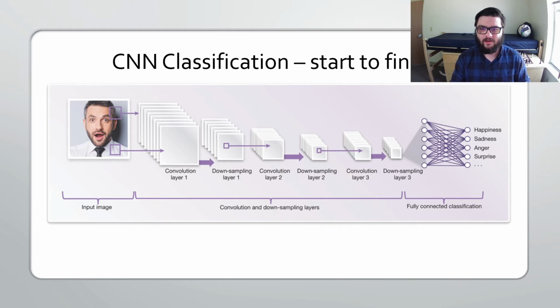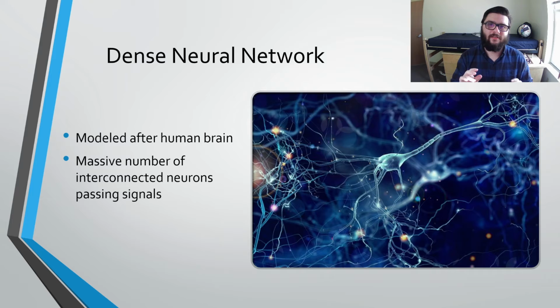So now we're going to talk about each of those pieces a little more in depth, starting with the dense neural network. Now, dense neural networks are actually modeled after how our brain works. Our brain is composed of a massive number of interconnected neurons. And when one neuron fires, it sends a signal to thousands of other neurons. And if one of those other neurons gets a strong enough signal, then it will fire and send a signal to thousands of other neurons. Our brain is essentially just an interconnected web of these neurons firing.